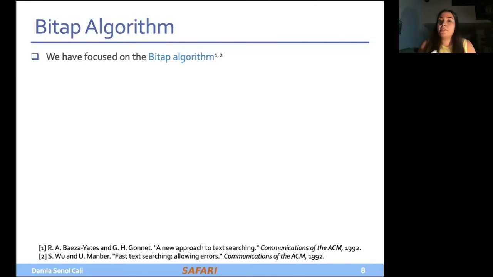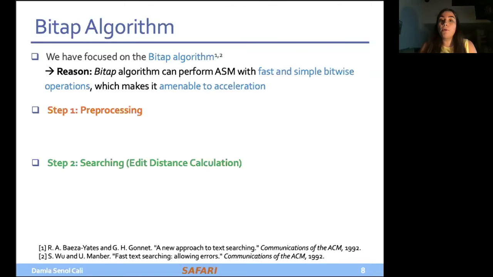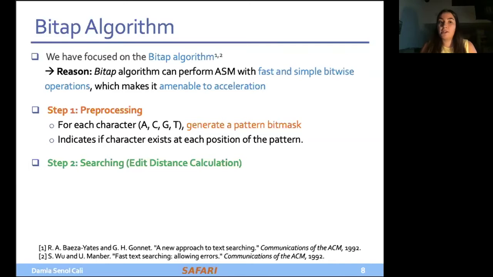In order to replace the dynamic programming algorithm, in this work, we have focused on the Bitap algorithm because it performs ASM with fast and simple bitwise operations, which makes it highly amenable to acceleration. It is composed of 2 main steps. First, pre-processing. In this step, for each character in the alphabet, ACGT, we are generating 1 pattern bit mask. And these pattern bit masks indicate if the character exists at each position of the pattern. And basically, we are translating the pattern into a bit vector based representation.